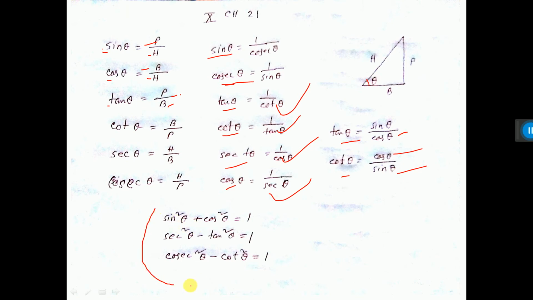Now 3 square formulas are there. Sin square theta plus cos square theta equals 1. Sec square theta minus tan square theta equals 1. Cosec square theta minus cot square theta equals 1.